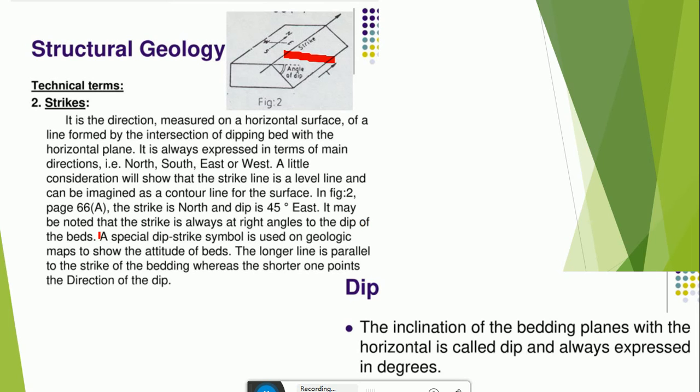It may be noted that the strike is always at right angles to the dip of the bed. A special dip and strike symbol is used on geologic maps to show the attitude of the bed. The longer line is parallel to the strike of the bedding, whereas the shorter one points in the dip direction.